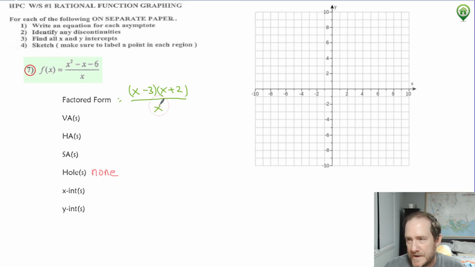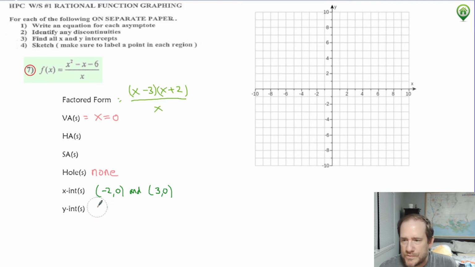Because the 0 of my denominator is 0, I can say there's a vertical asymptote at x equals 0. Because the numerator has zeros at -2 and 3, I can say that those are my x-intercepts. -2, 0, and 3, 0. My y-intercept, I'm not going to have one, because literally the y-axis is my vertical asymptote. So this is my vertical asymptote.